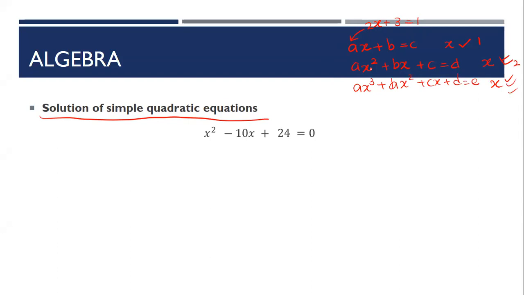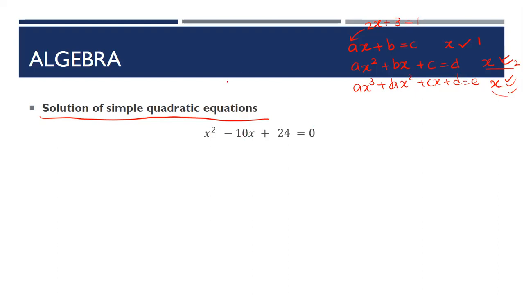So in quadratic equations we are getting two solutions for the x. When x power is 3, like that equation, we are getting x values, 3 values. So here in quadratic equation, we are getting two values. So therefore, in this question, we have to factorize.